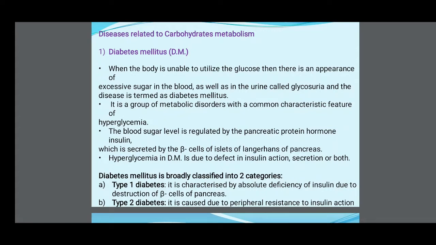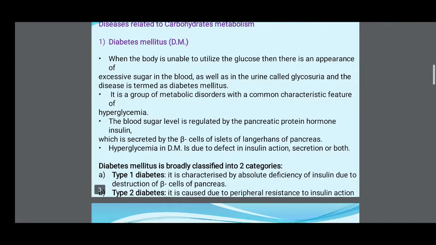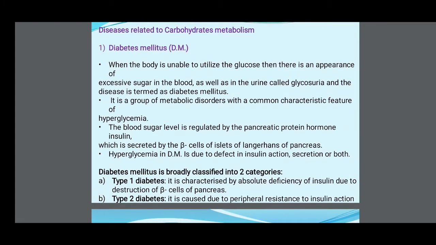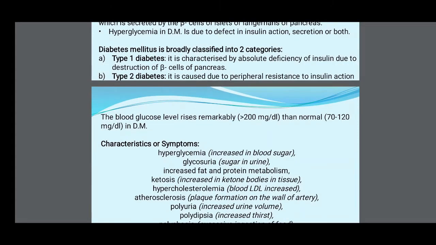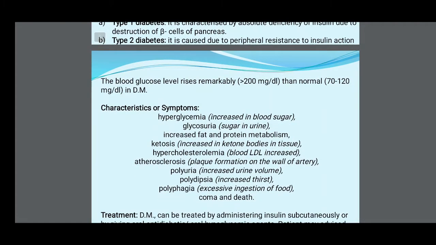Hyperglycemia in diabetes mellitus is due to defect in insulin action, secretion or both. Diabetes mellitus is broadly classified into two categories. Type 1 diabetes is characterized by absolute deficiency of insulin due to destruction of beta cells of pancreas. Type 2 diabetes is caused due to peripheral resistance to insulin action. The blood glucose level rises markedly, more than 200 mg per deciliter, compared to normal, that is 70 to 120 mg per deciliter.